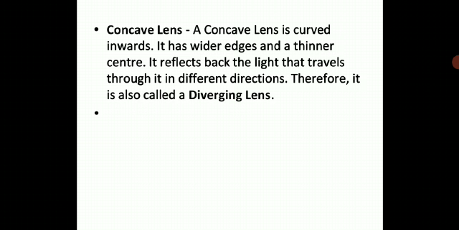You can just compare and reverse whatever you have written about the convex lens. You are just going to write the opposite of that. That becomes the concave lens. So it is wider at the edges and thinner at the center, and it reflects the light that travels through it in different directions. Therefore, it is called a diverging lens, whereas the convex lens is also called a converging lens.